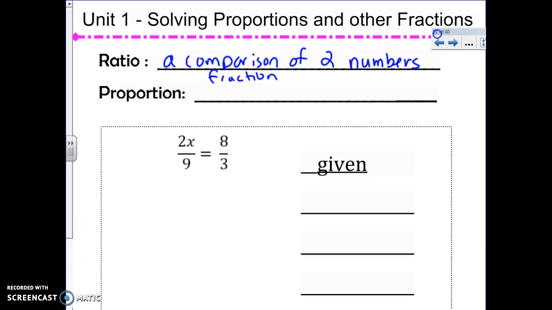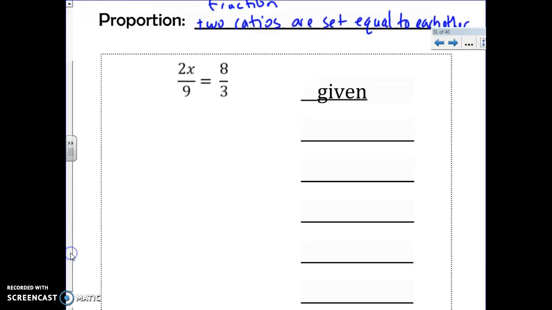A proportion is when two ratios are set equal to each other. If you look at the first example, I'm told that 2x over 9 is equal to 8 over 3. When I don't have anything being added on either side, the best way to handle that kind is by doing what we call cross-multiplying.